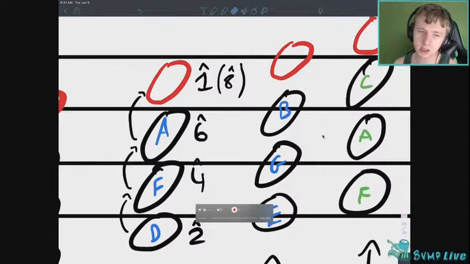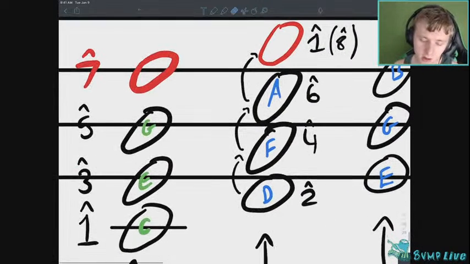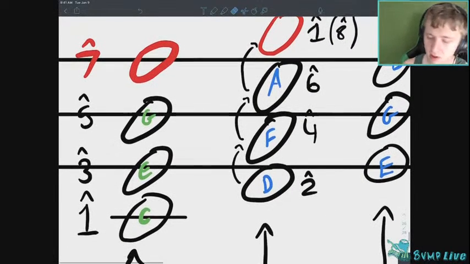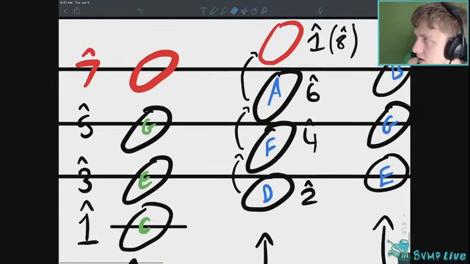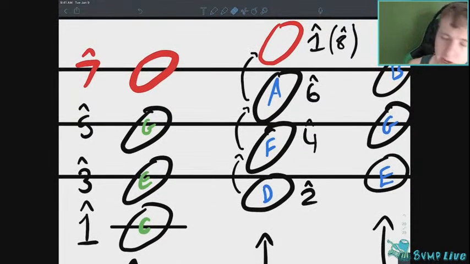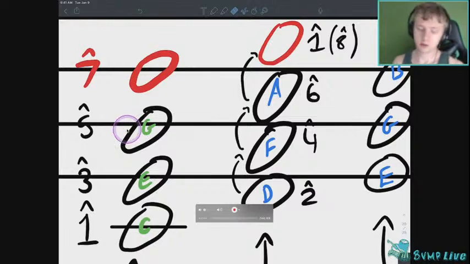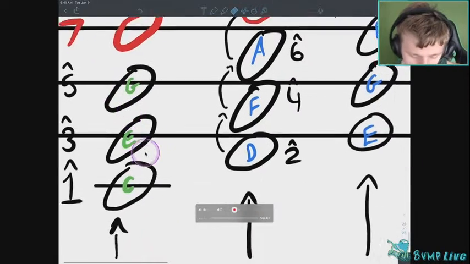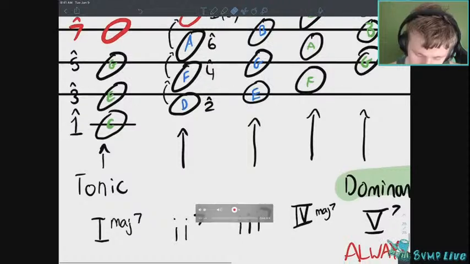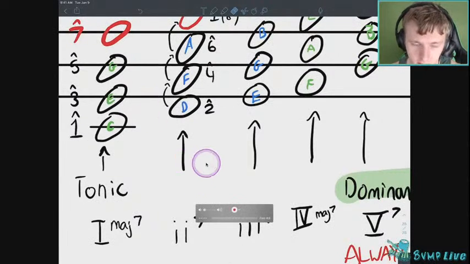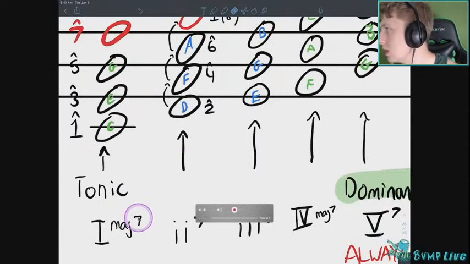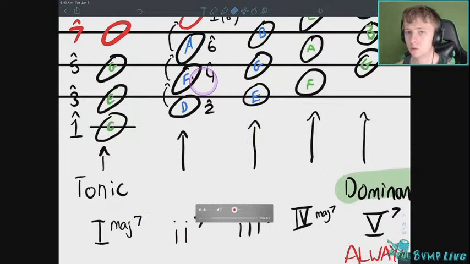Now, you might be asking, okay, so we have a D minor with a seventh. Is that still a minor? Or we have a C major with a seventh. Is that still a major? What quality is it? Well, it's pretty simple. Here we have our quality down here in terms of Roman numerals. And there are several variations of a seventh chord, and we'll get into those.